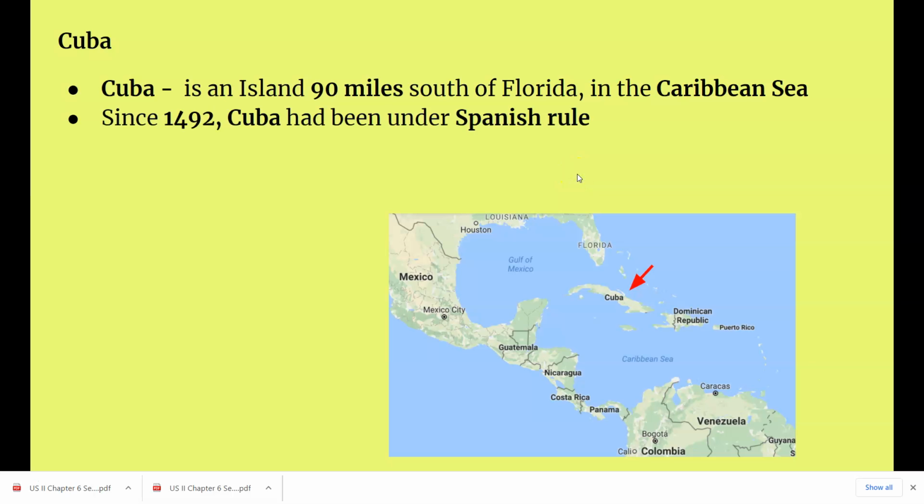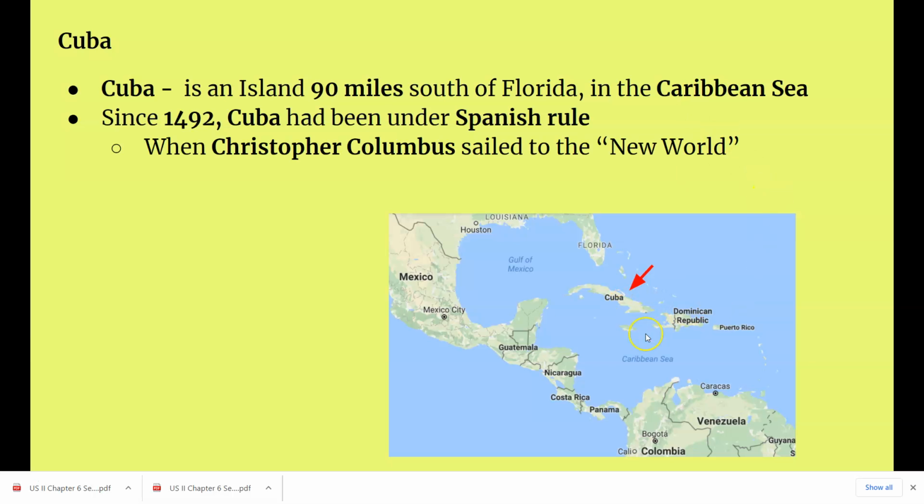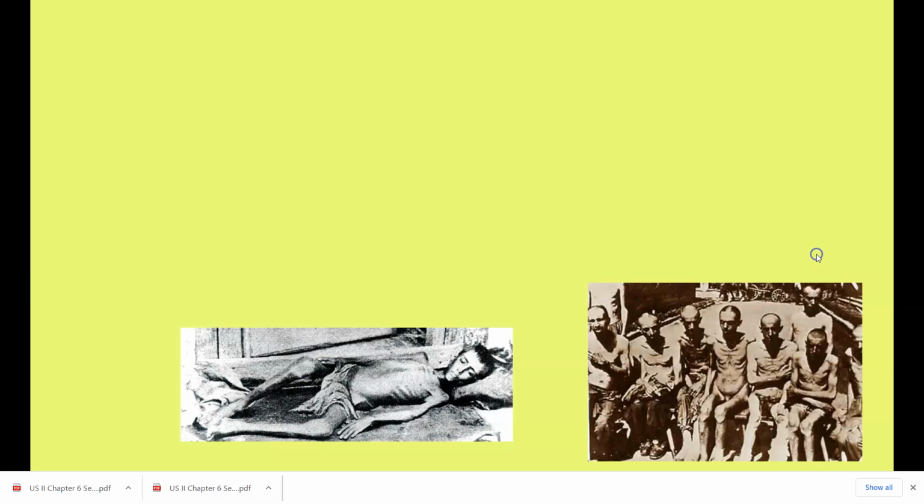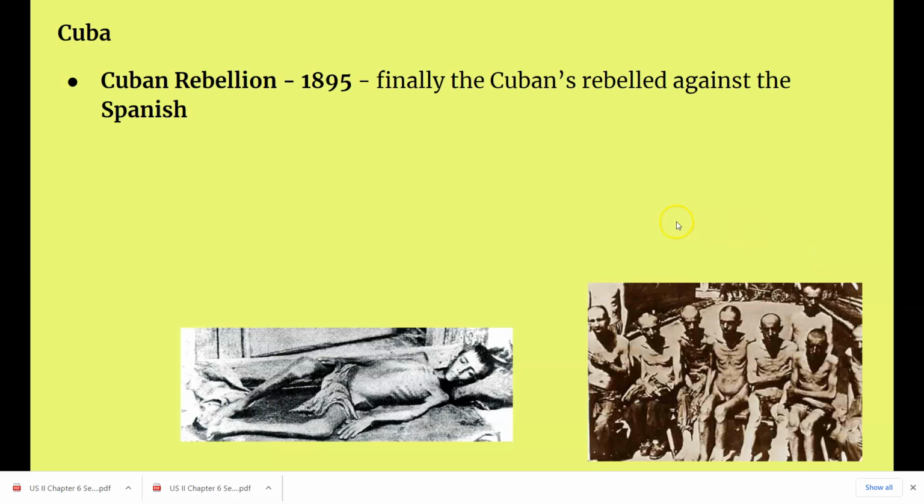Since 1492, Cuba has been under Spanish rule. This is one of the first areas that Christopher Columbus discovered when he was sailing to the New World. And since that time, up until the 1890s, it was under Spanish control. So eventually, in 1895, the Cubans rebelled against the Spanish.